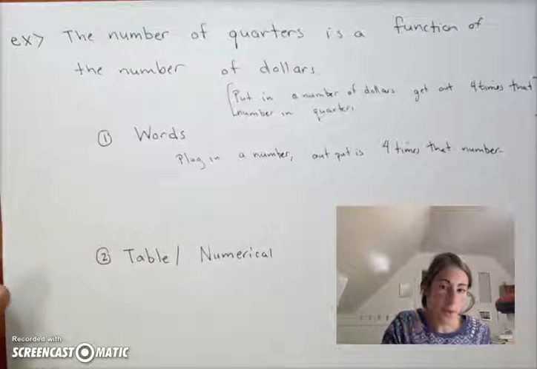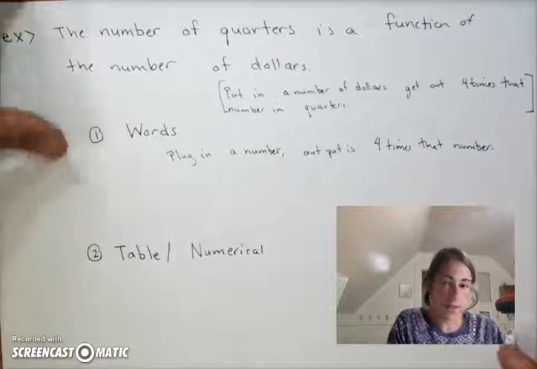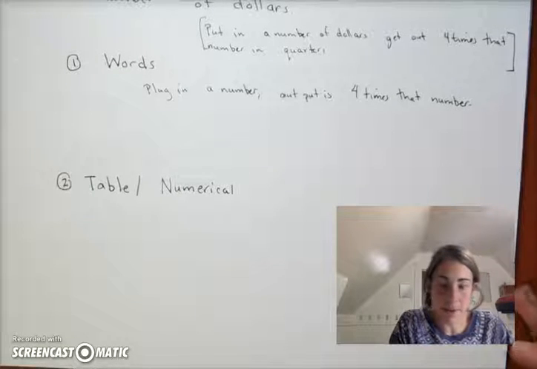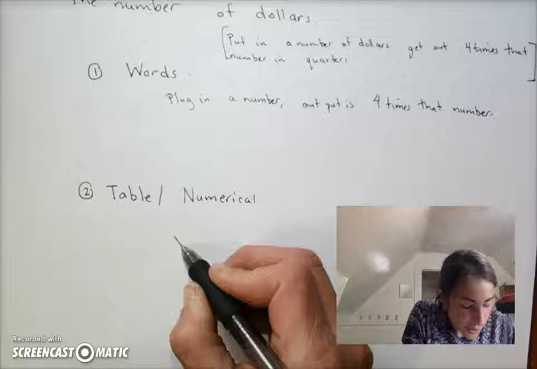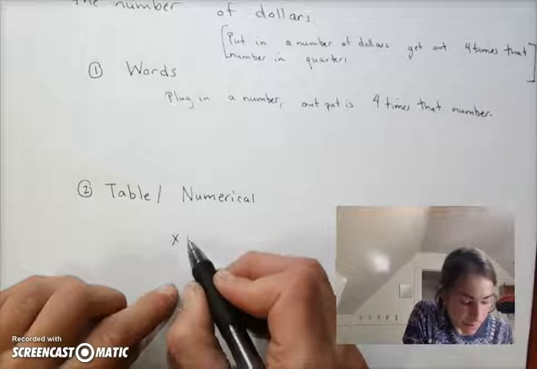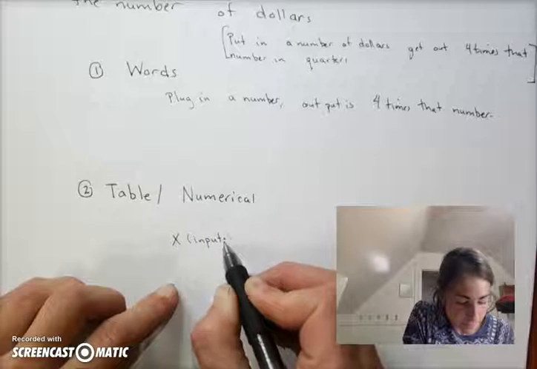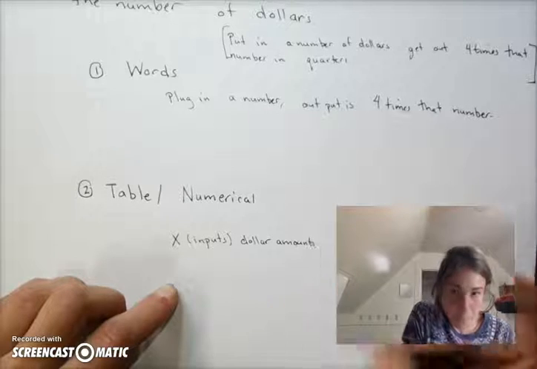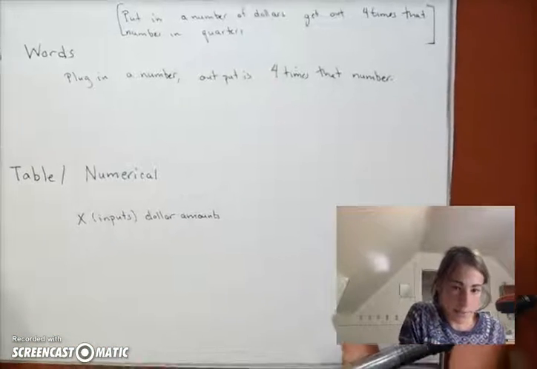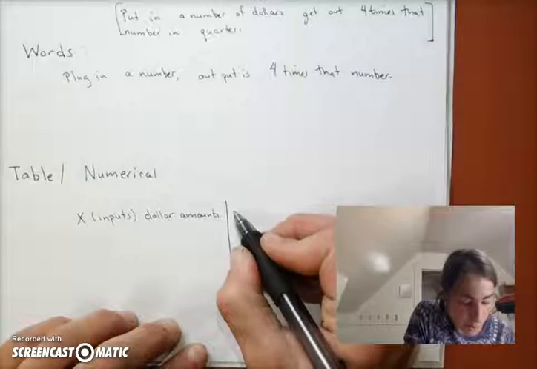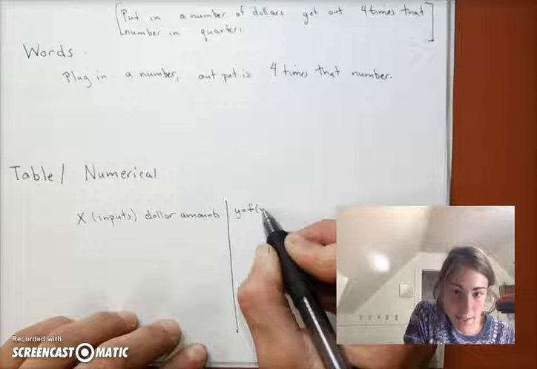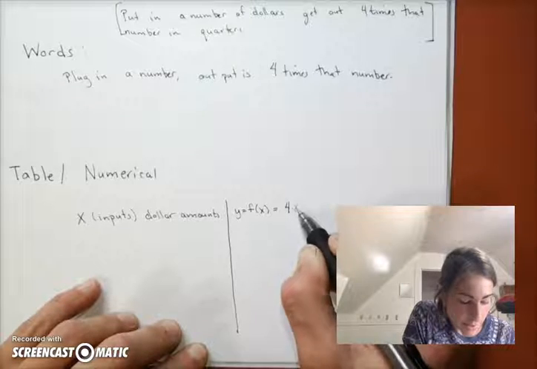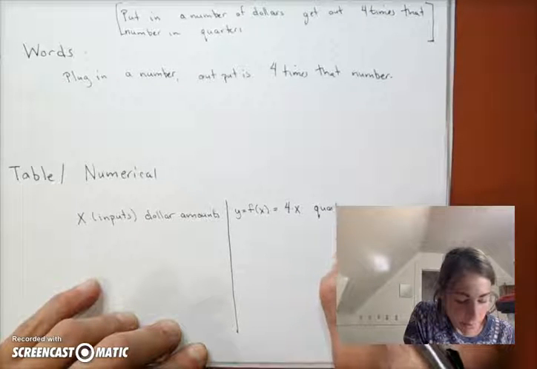So another way that we could describe this function is by using a table or taking a numerical approach. This is something that we did when we just talked about graphing equations, for example. So the way that we would do this with a table is we have our inputs, and these were dollar amounts, and our outputs we'll call y or f of x, really the same thing. And these are 4 times the input. These are the quarter amounts.